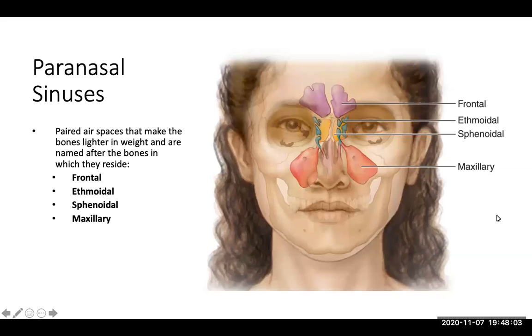The paranasal sinuses are paired air spaces that make the bones lighter in weight. These sinuses are named for the bone that they reside in. So you have your frontal sinuses residing in the frontal bone, so their spaces are kind of in between the eyebrows. The ethmoidal sinuses will be spaces in the ethmoid bone, right between the eyes or on top of the nose. The sphenoidal sinuses and the maxillary sinuses are just spaces or cavities within those skeletal bones.